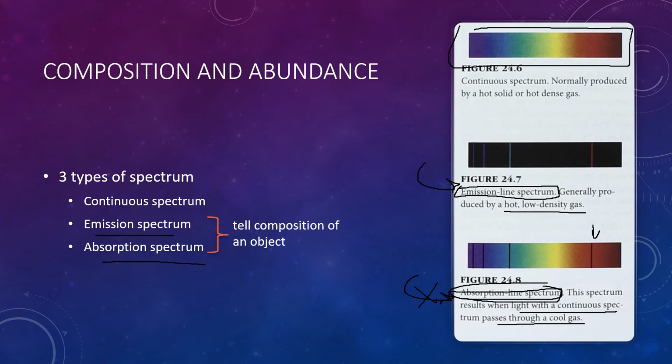I personally think emission line spectra are much easier to read because the colors are a little more crisp and easier to determine, but that's just my personal feelings.